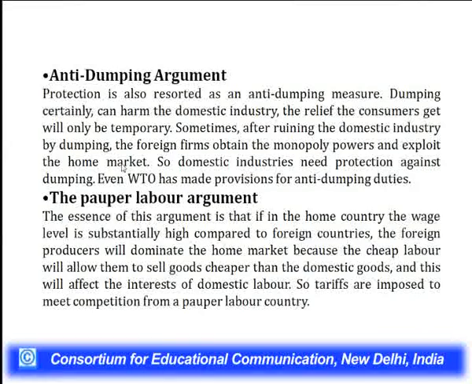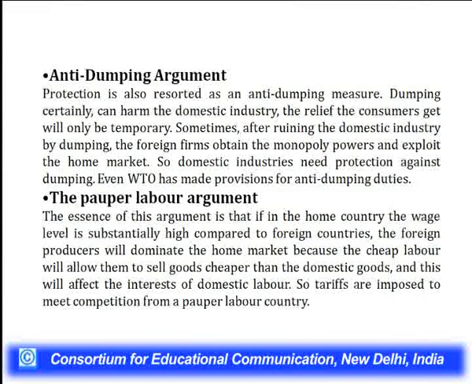Whenever it is proved that a country is dumping its product in another country and selling it at a very low rate, then the importing country can tell it to the WTO, it can file an application, and if it is proved that dumping is actually taking place, then the importing country gets the right to put anti-dumping duties.